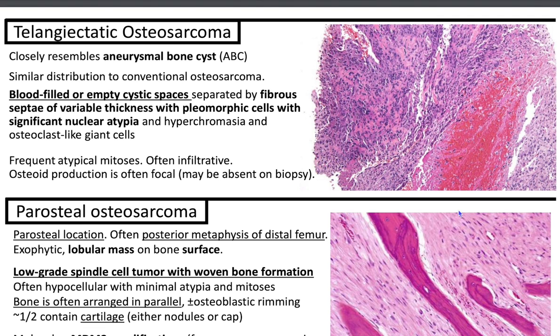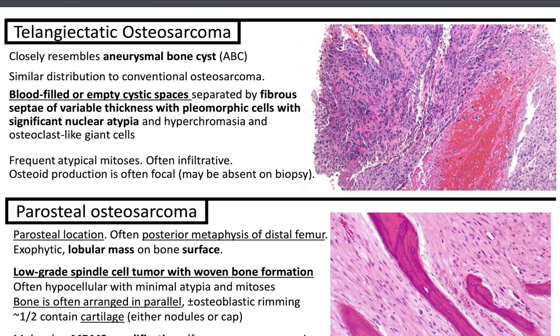Telangiectatic osteosarcoma, your biggest differential you want to have is aneurysmal bone cyst. It has blood-filled or empty cystic spaces, separated by fibrous septae of variable thickness, and it's got to have these pleomorphic cells with significant nuclear atypia. You can see frequent atypical mitoses and it's often infiltrative.